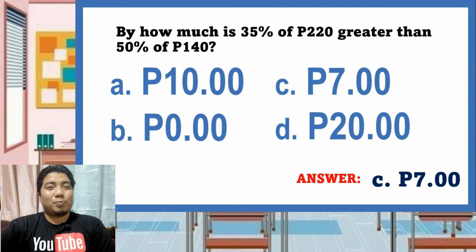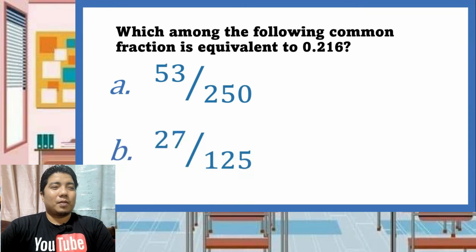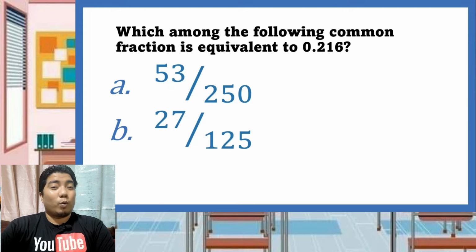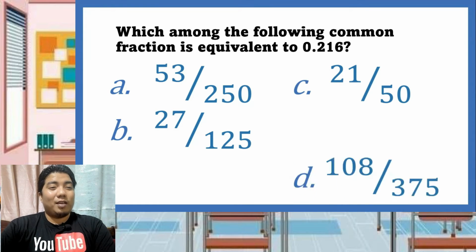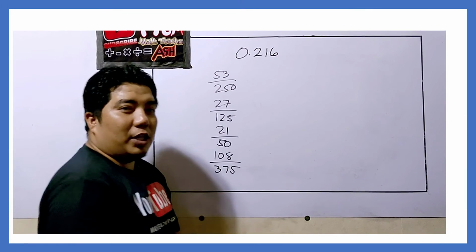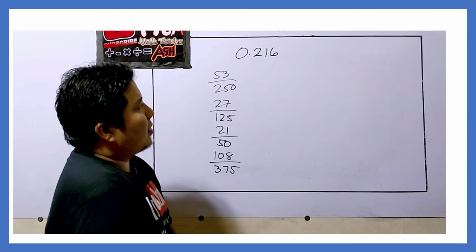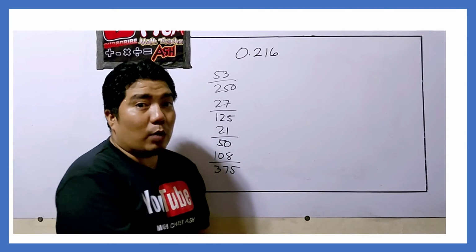Now, let's go to the next problem. Which among the following common fraction is equivalent to 216 thousandths? Is it A, 53 over 250, B, 27 over 125, C, 21 over 50, or letter D, 108 over 375. Okay, math learners, for this problem, we are asked what is the equivalent fraction of 216 thousandths.